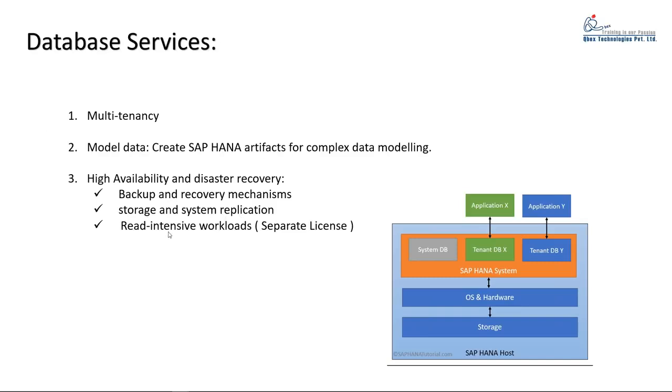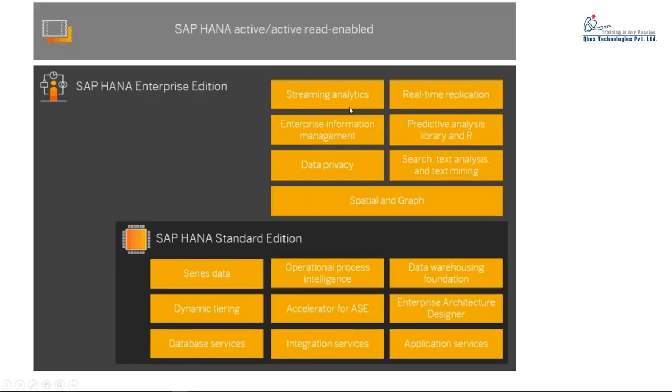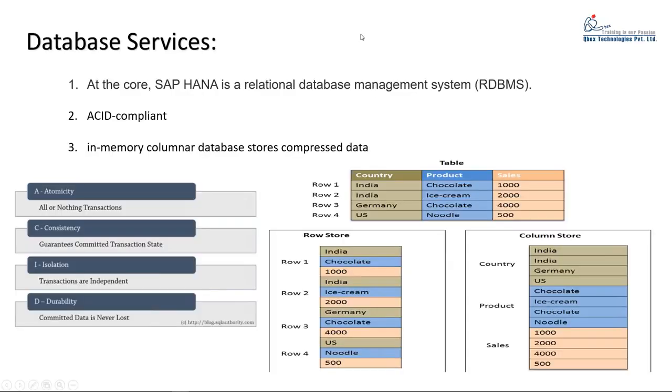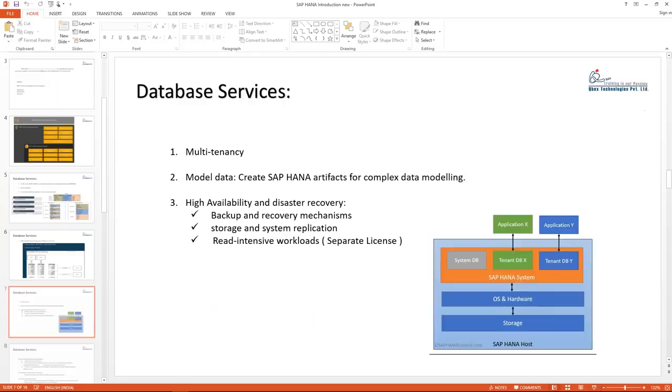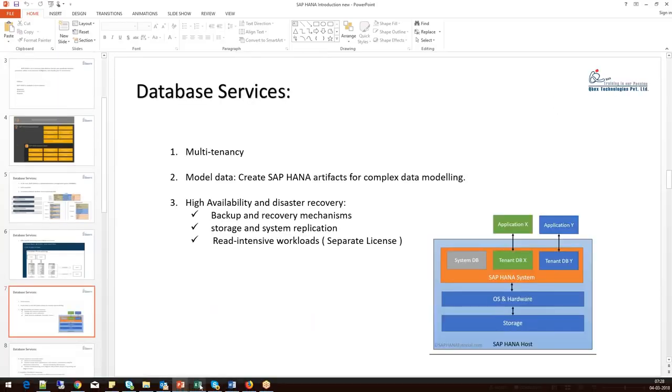Okay. And next, what I want to show, there's something called read intensive workloads, which is separate licensing. Now, one second. I was telling about something here. Look at this. SAP HANA active active read enabled, right? So how does this happen? Let me just pull it out.